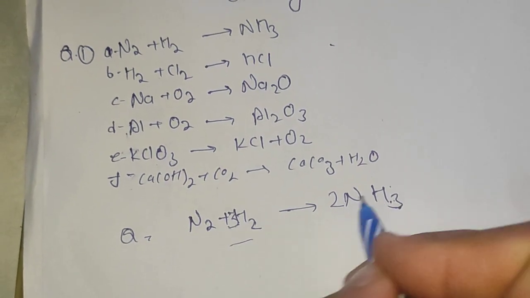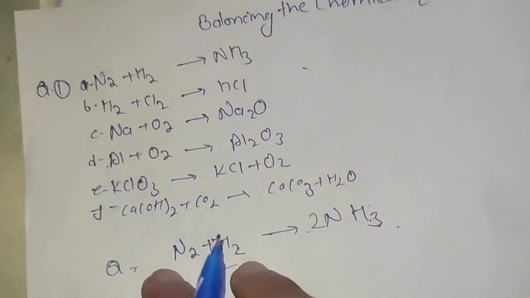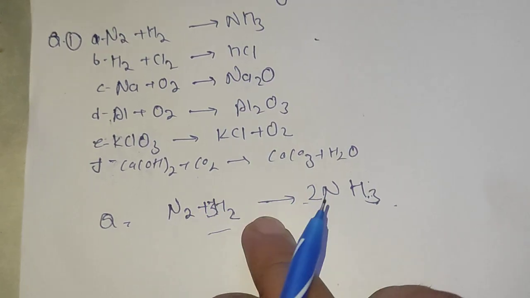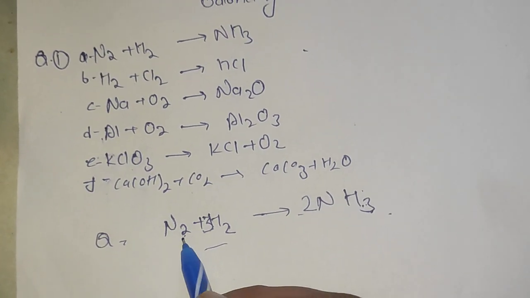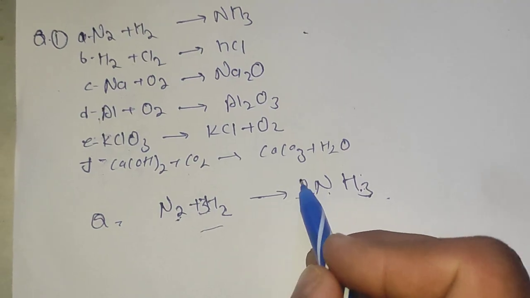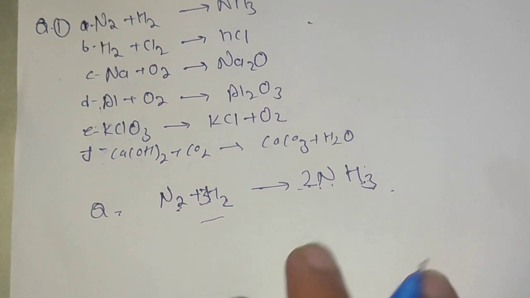Now the hydrogen is 6, nitrogen 2, nitrogen 2. If I go with the second rule, we say non-metal, metal, and then hydrogen, then oxygen. So the non-metal is nitrogen, which is 2 here. Here nitrogen is 1, so multiply by 2 to become 2, and hydrogen is 6. Both ways are correct.